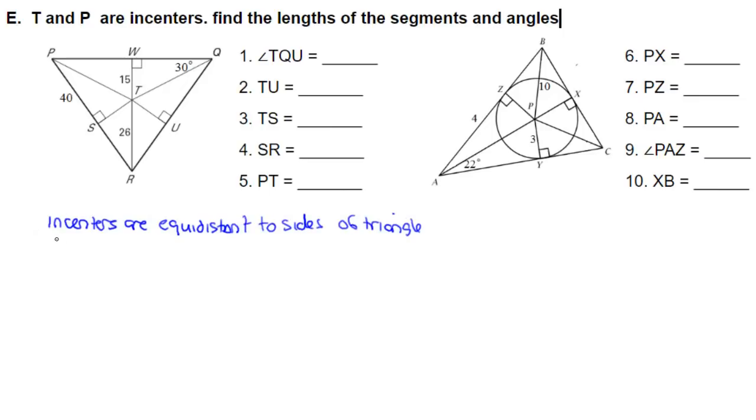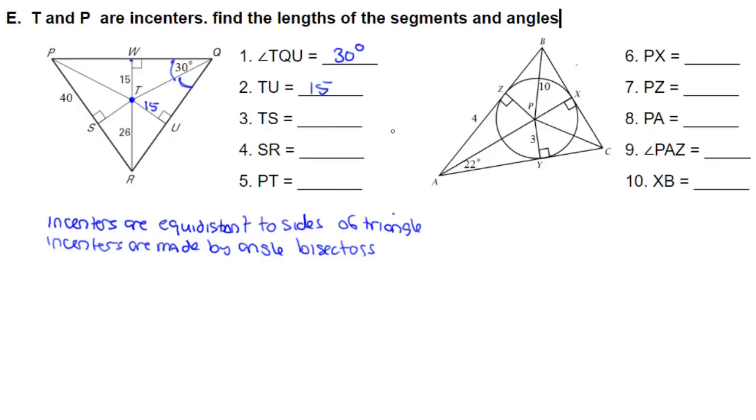In the last part, keep in mind incenters are equidistant to the sides of a triangle, and incenters are made by angle bisectors. And if you keep that in mind, then these are not that difficult to figure out either. This has got to be 30 degrees. Here, this has got to be 15 because it's a distance to the side.